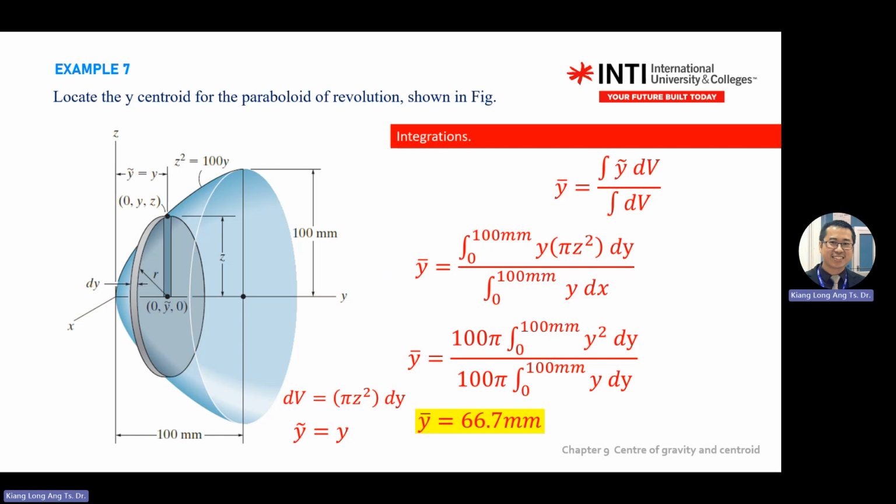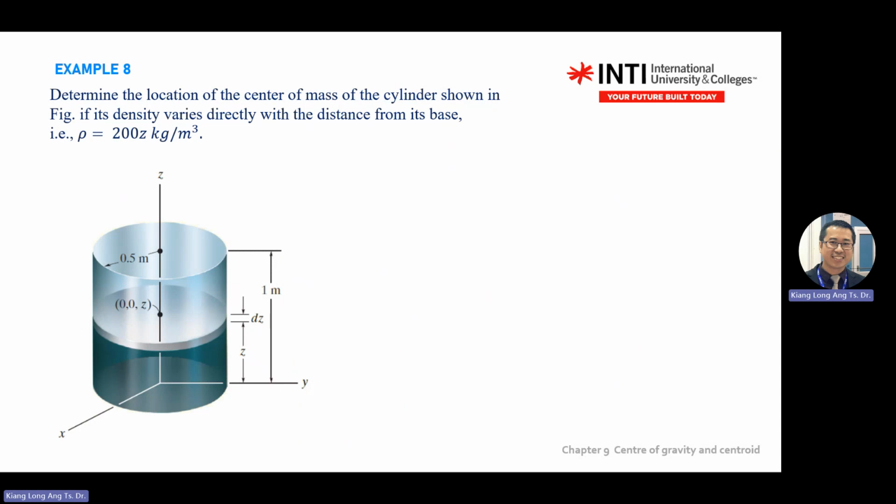Important, you understand the three important steps. Differential element, area and moment arm, and then you do integration. These three steps, regardless of any shape you see. Then this one is also the same, but this one gives you a different density.